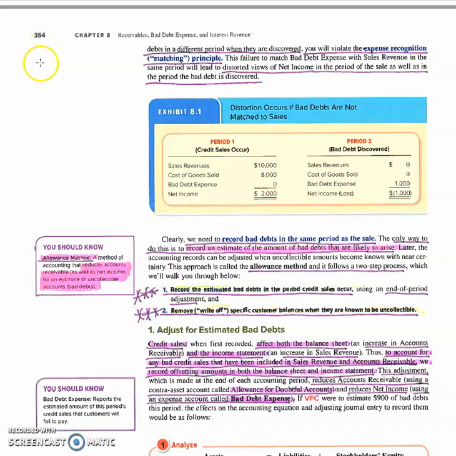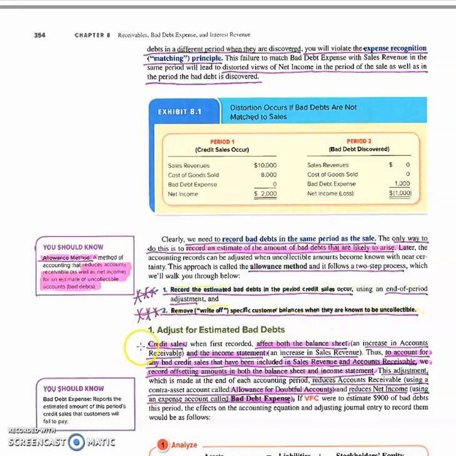Okay, students, we're back. Now, we left off on this page. I just talked about the two parts of the allowance method. First, we record the estimate of bad debts in the period when sales occurred, and then at some later point, when an individual receivable proves uncollectible, we have to write that specific customer balance off as uncollectible.